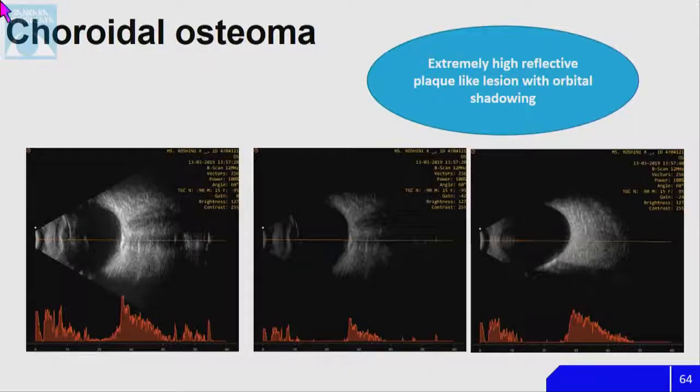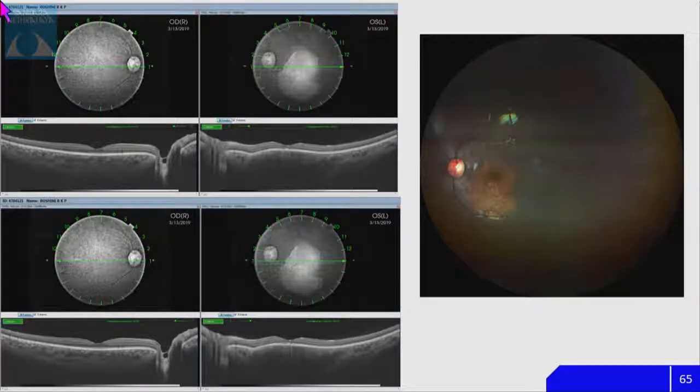So this is a choroidal osteoma where there is a high reflective block-like lesion with shadowing, and this is the same patient with the OCT and fundus photo.